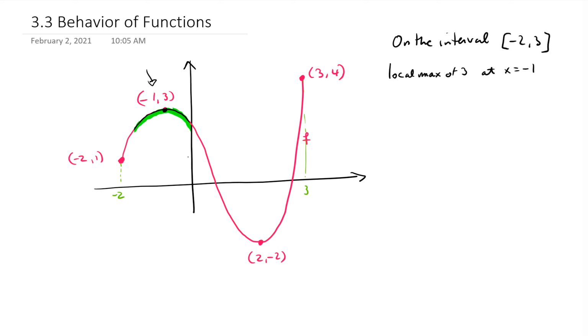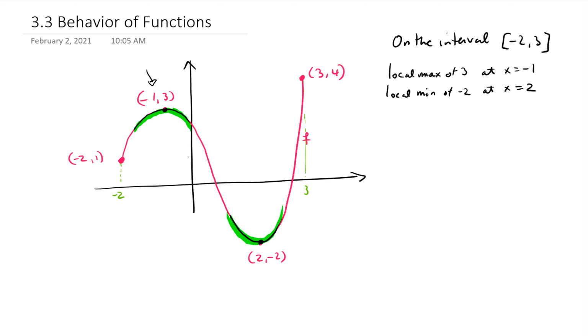Okay, and can you spot a local minimum? Right there. There's a local min right there, right? If you go down, you're at the bottom of the valley at 2, -2, so that's called a local min. So we're going to say that there's a local min of 2 or -2? Yes, the y coordinate. -2 at x equals 2.